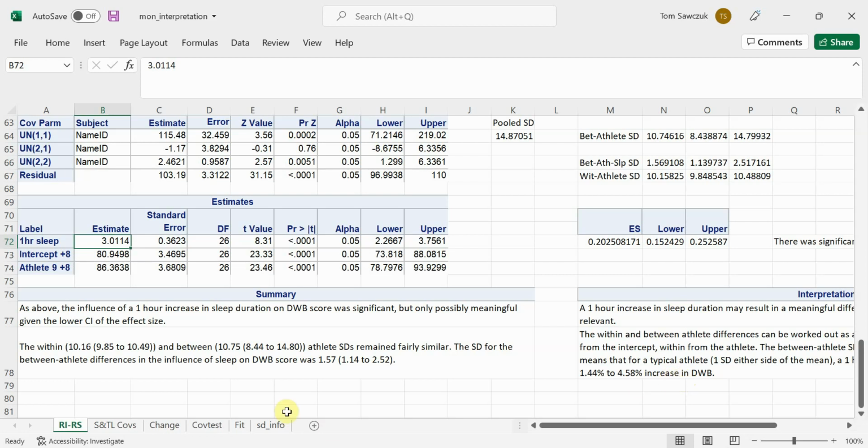Hopefully that all makes sense. So now that we understand how to interpret all of these mixed models, we're going to move on to start extending mixed models in the next video.